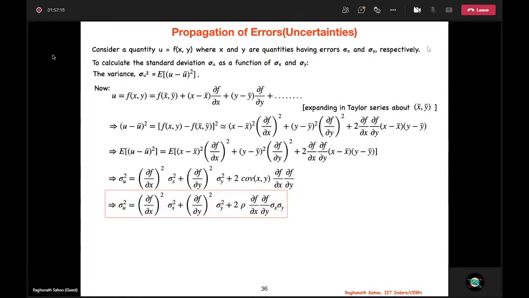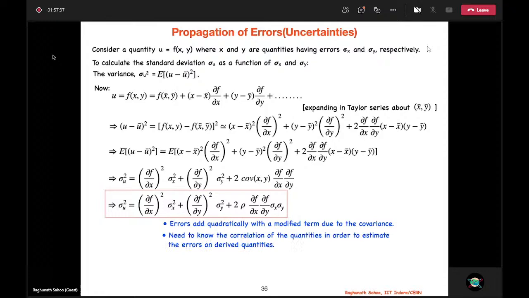So this becomes the master formula for calculating error on a derived quantity u, which is a function of x and y, given the errors in x and y. And I have not assumed these are independent. So the errors add quadratically with a modified term due to covariance. And we need to know the correlation of the quantities in order to estimate the errors on derived quantities, because the third term brings up the correlation.